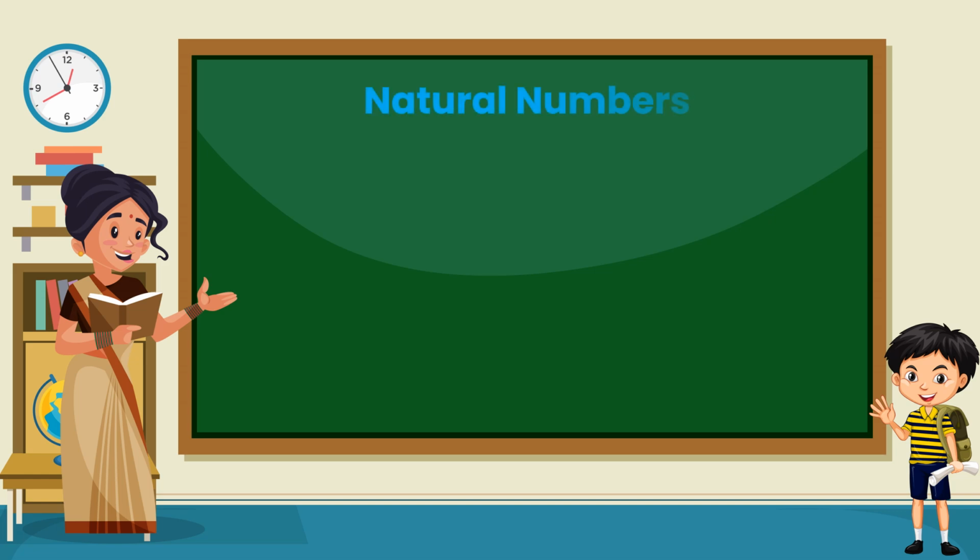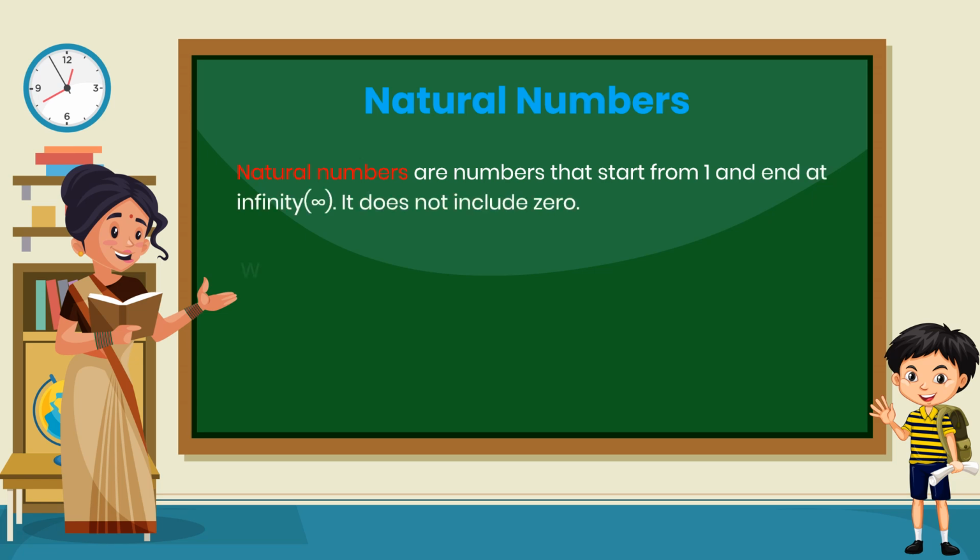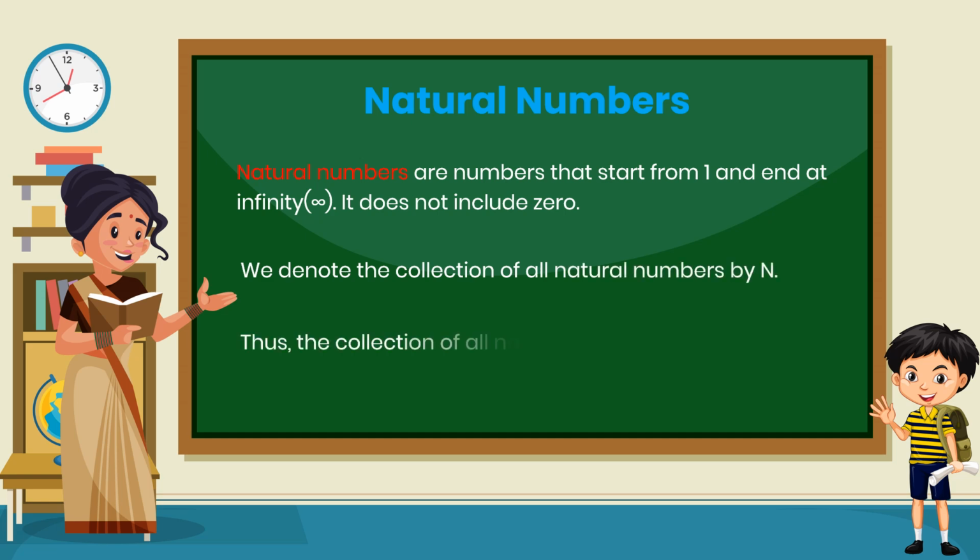Natural numbers. Natural numbers are numbers that start from 1 and end at infinity. It does not include 0. We denote the collection of all natural numbers by N. Thus, the collection of all natural numbers is represented by capital letter N is equal to 1, 2, 3, 4 and so on.